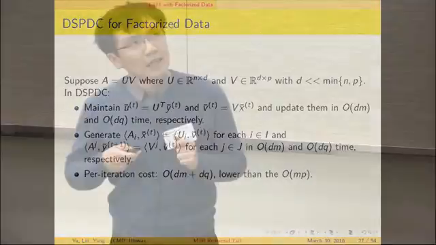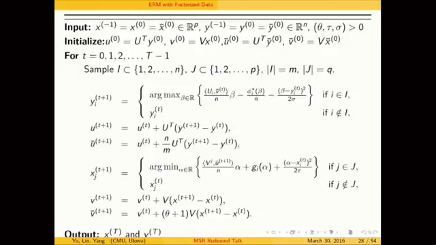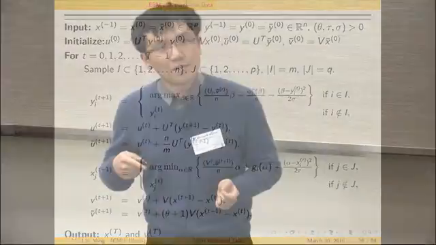Now we will maybe skip the detail of how we implement this. The message is that for the factorized data, the per iteration cost of the SPDC is d times m plus d times q, which is much smaller than m p, because d is much smaller than the maximum of n and p. And this is the implementation detail, and we just need to maintain a U bar and a V bar additionally to make it feasible.